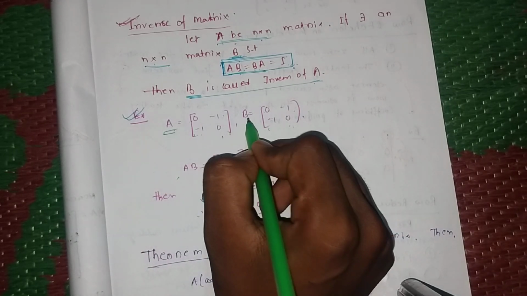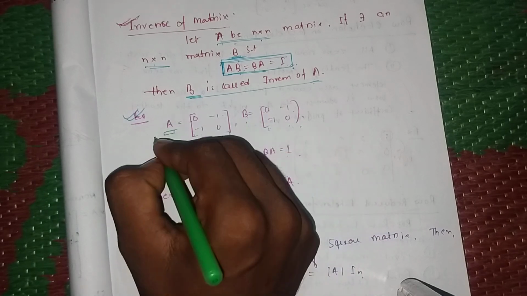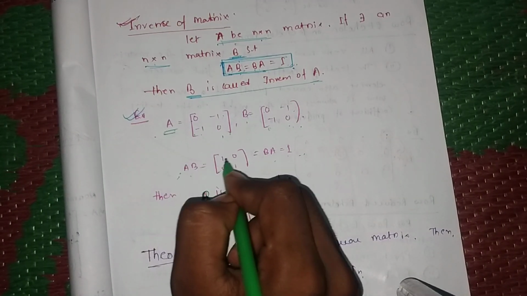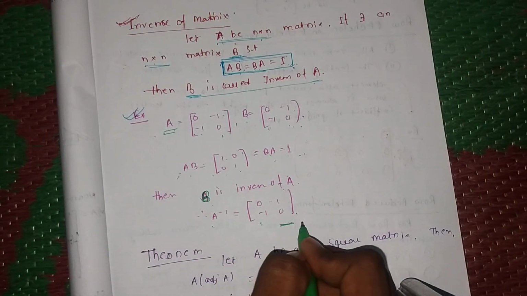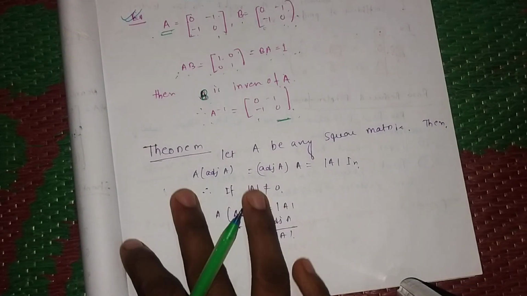For an example, you can see A is a matrix which is [0, -1; -1, 0], and B is a matrix also [0, -1; -1, 0]. Now B is the inverse of A if and only if AB equal to BA equal to I. Now AB equal to I, also BA equal to I, so we can say that B is the inverse of A. That means A inverse is equal to [0, -1; -1, 0].